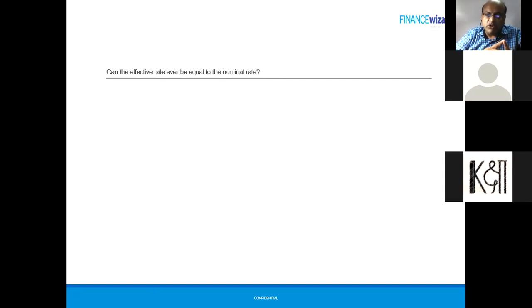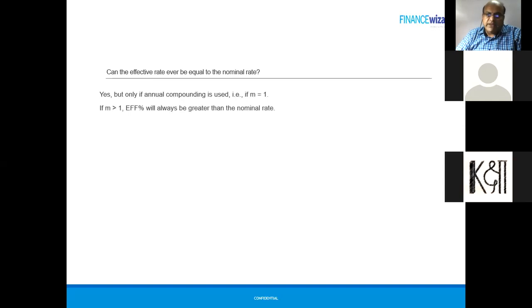Can the effective rate be equal to nominal rate? Effective and nominal rate will be equal. Do you want me to show you this using the effective and nominal functions of Excel? We can use that also, but I am deliberately not showing you both methods so that you do not get confused. Just remember the formula 1 plus r to the power 1 by 12 minus 1 for market-based products. Making sense? If annual compounding is used, if m is 1, then effective rate and nominal rate will be same.